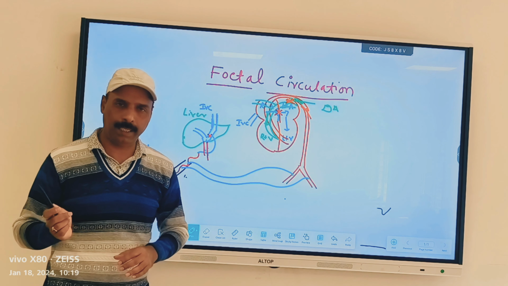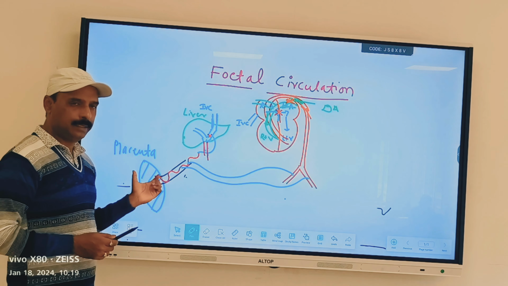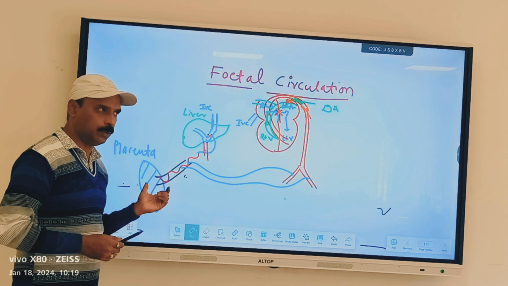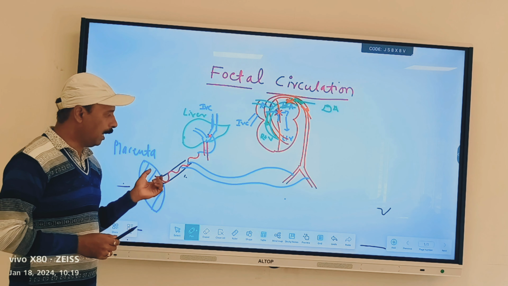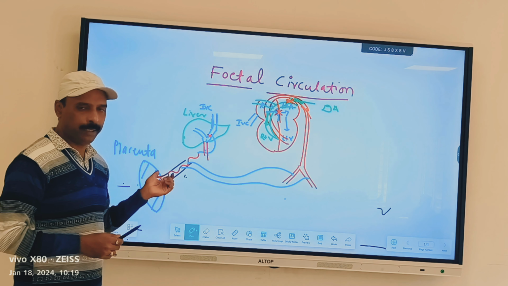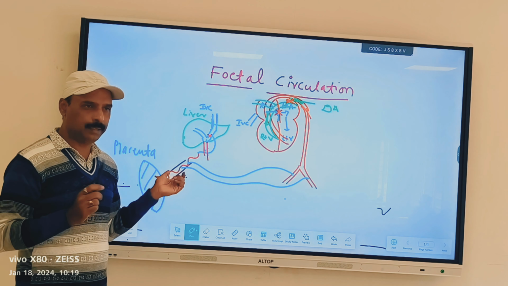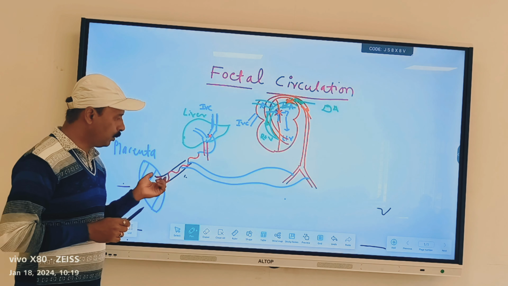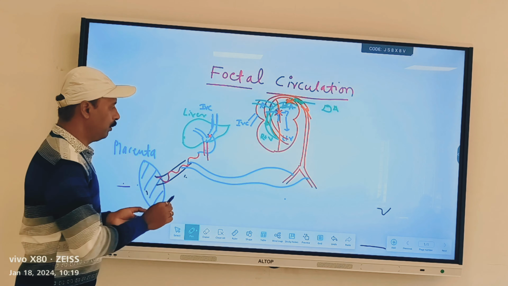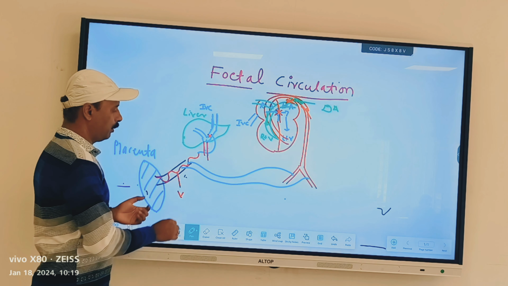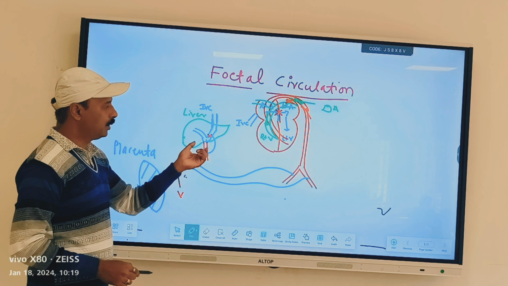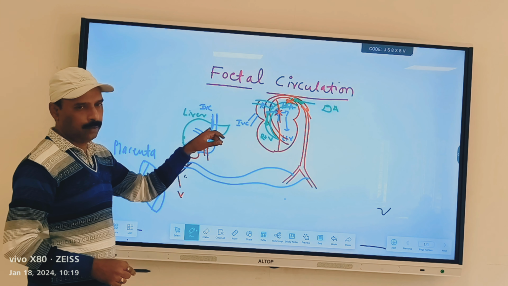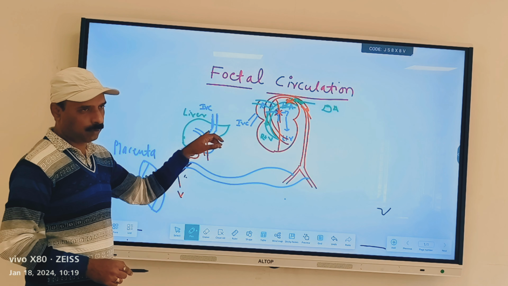To revise once again, the placenta is a nutritive and respiratory organ. Oxygenation is done there, and it is attached to the uterine wall and to the umbilical cord. The umbilical cord contains one umbilical vein and two umbilical arteries. Through the umbilical vein, you have to remember this is a vein, the blood is carried from the mother, bypassing the portal circulation.